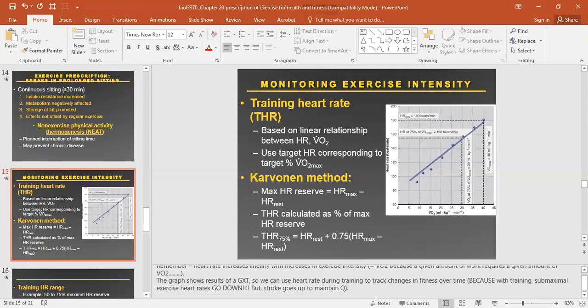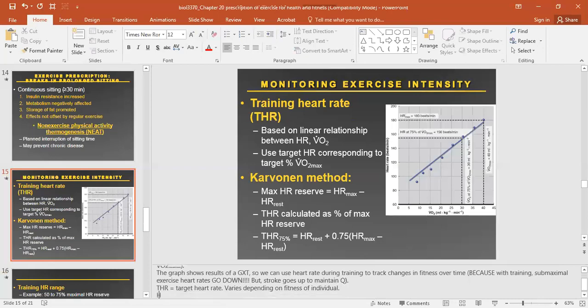The Karvonen method is an easy way to calculate something called heart rate reserve, and then target heart rate. THR is target heart rate. And target heart rate is going to be very individually variable. So measuring target heart rate is something that is applicable and makes it specific to the person, to this particular individual. So we can measure heart rate reserve, which is super easy to measure.